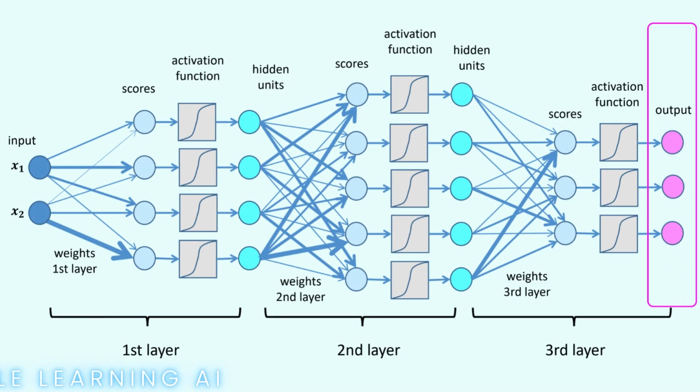Output layer. This is the final layer in a neural network. It presents the results, transforming the information from the hidden layers into a format that solves the task at hand, such as classification, regression, or any other type of prediction.